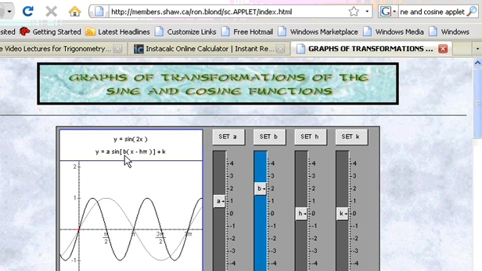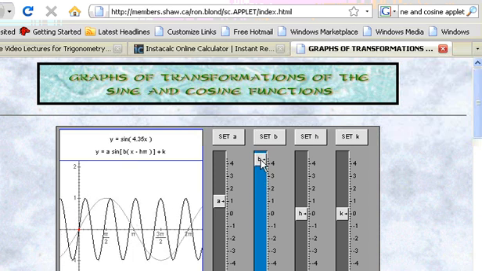Factor B has to do with the so-called frequency, which means how many ups and downs you have per, say, unit of time. The higher B is, the faster the function is going to go through its ups and downs. You're helping the function by boosting the factor of x. The higher this number is, the more ups and downs you are going to have per unit interval.